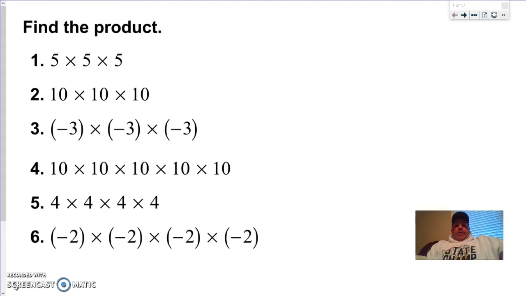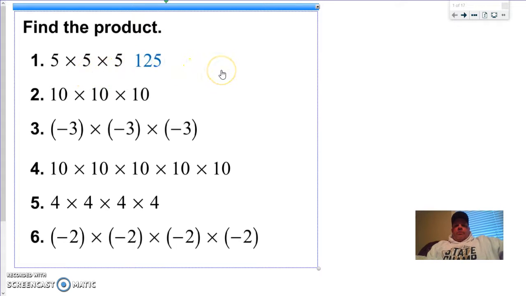Hopefully you had enough time to do these problems. As you can see up here, 5 times 5 is 25, times another 5 gives us an answer of 125. 10 times 10 is 100, times another 10 is 1,000. A negative times a negative is positive. Therefore, we have 9. Times another negative 3 is negative, so we have negative 27.